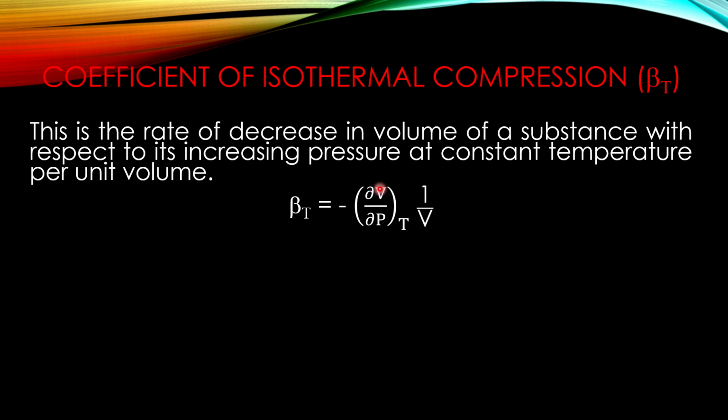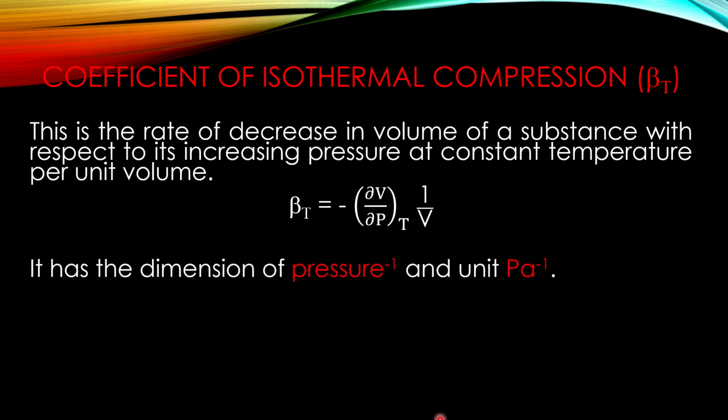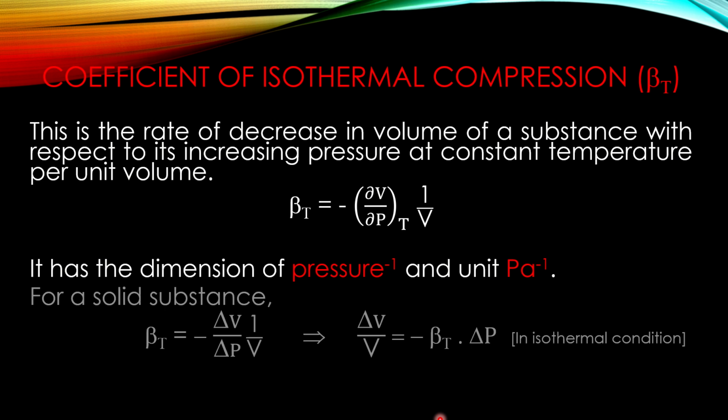So dimensionally, volume cancelling each other, 1 by pressure, that is pressure inverse, is the dimension of beta T, and hence its unit should be Pascal inverse. And if it's a solid substance, then final volume minus initial volume divided by final pressure minus initial pressure, and the expression should be like this: minus delta V by delta P into 1 by V, that is the relative value delta V by V must be equal to minus beta T into delta P, and this is all taking place at isothermal condition.